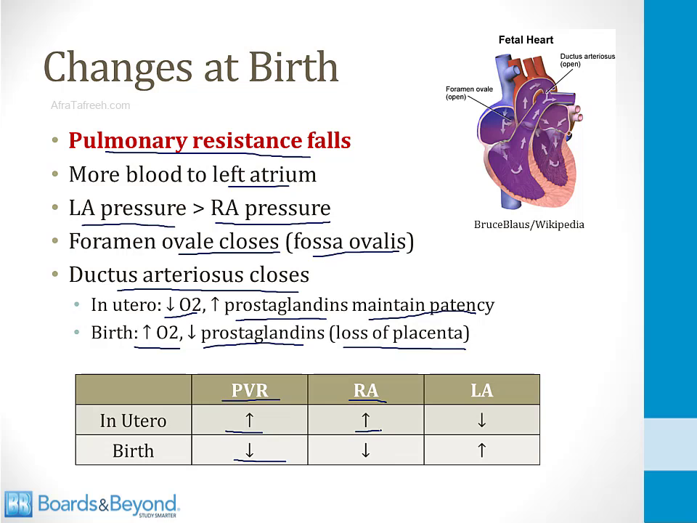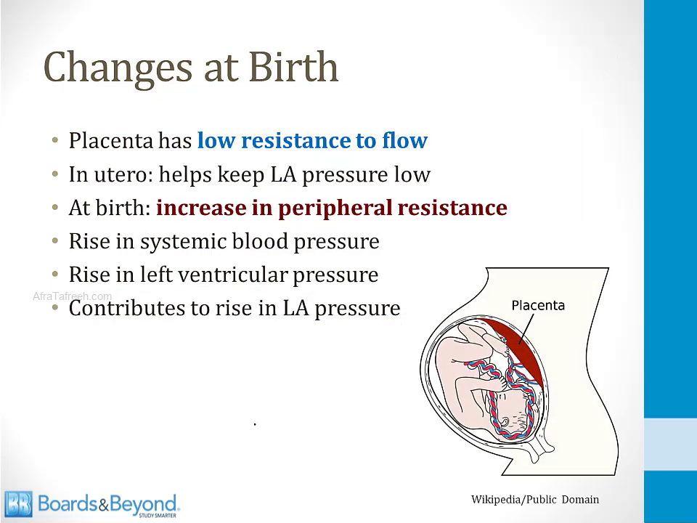And at birth, the pressure in the right atrium falls because blood begins flowing into the right ventricle and through the lungs. In the left atrium, in utero, the pressure is relatively low, but at birth, there is a rush of blood coming through the lungs. This raises the pressure in the left atrium and seals the foramen ovale closed. And then the final topic that I'll mention in this video is that the placenta has a low resistance to flow, and in utero, this helps to keep the left atrial pressure low.